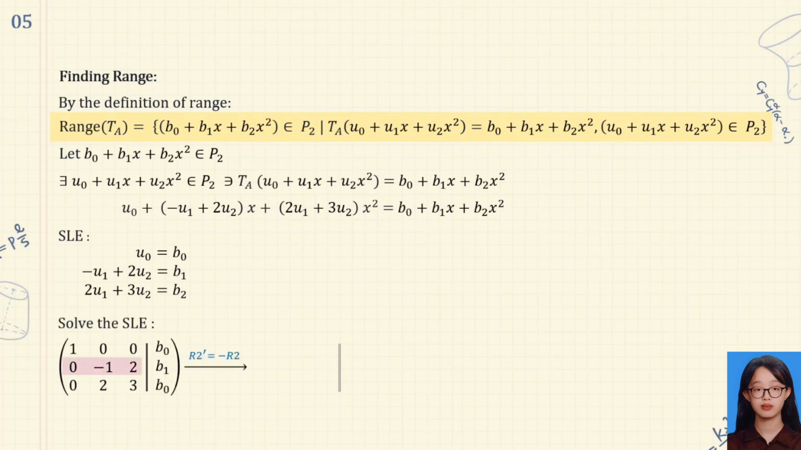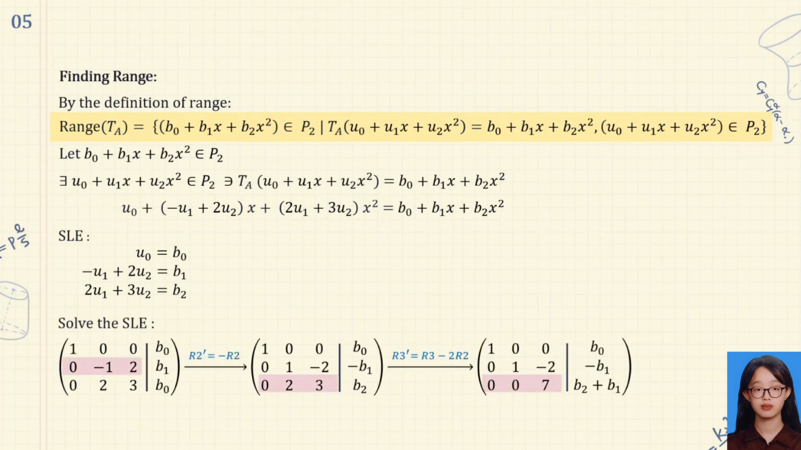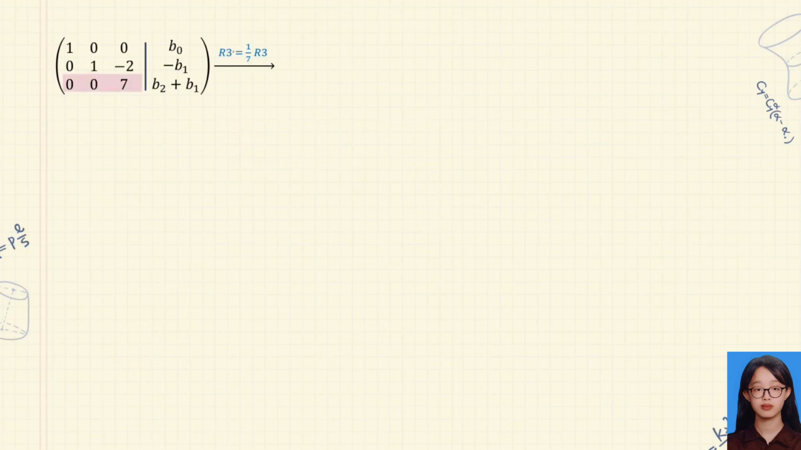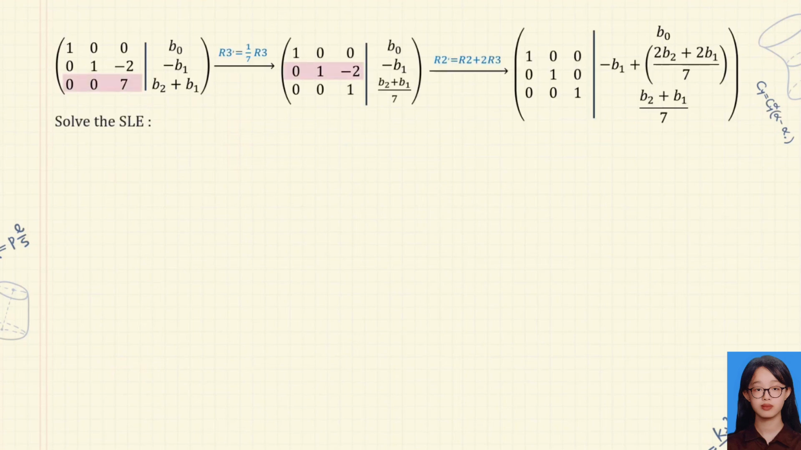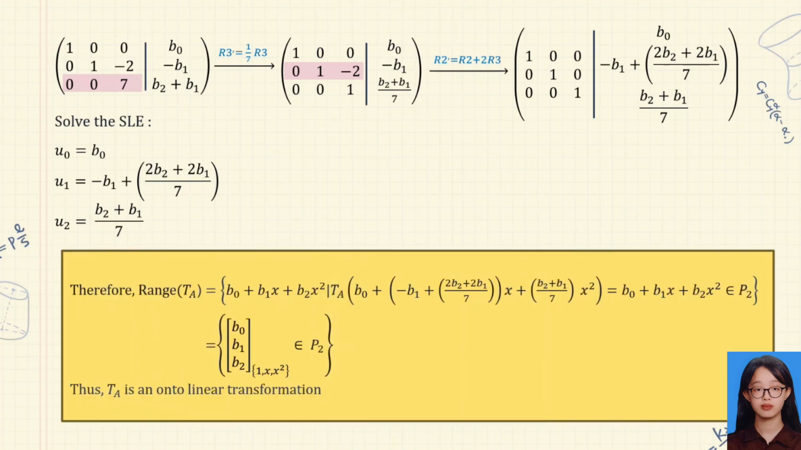Then, by solving the system of linear equations using Gaussian elimination, we can get that u0 equals b0, u1 equals (-3b1 + 2b2)/7, and u2 equals (b2 + 2b1)/7. Therefore, we can get that the range of T_A equals all b0 + b1x + b2x² in P2. Thus, we can conclude that T_A is an onto linear transformation. Thank you.